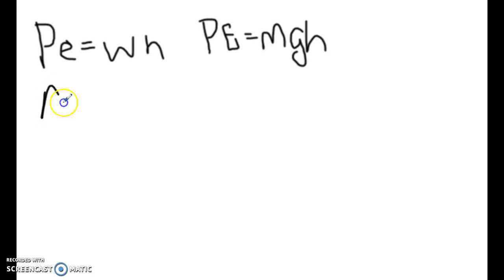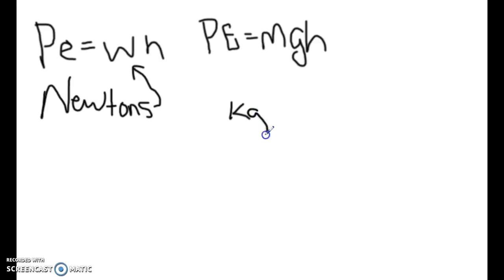Well, if I have newtons, I have to use the weight formula, okay, because newtons is weight. If I have kilograms, then I use the mass formula, which is right there. Okay, all right, so let's get an example.